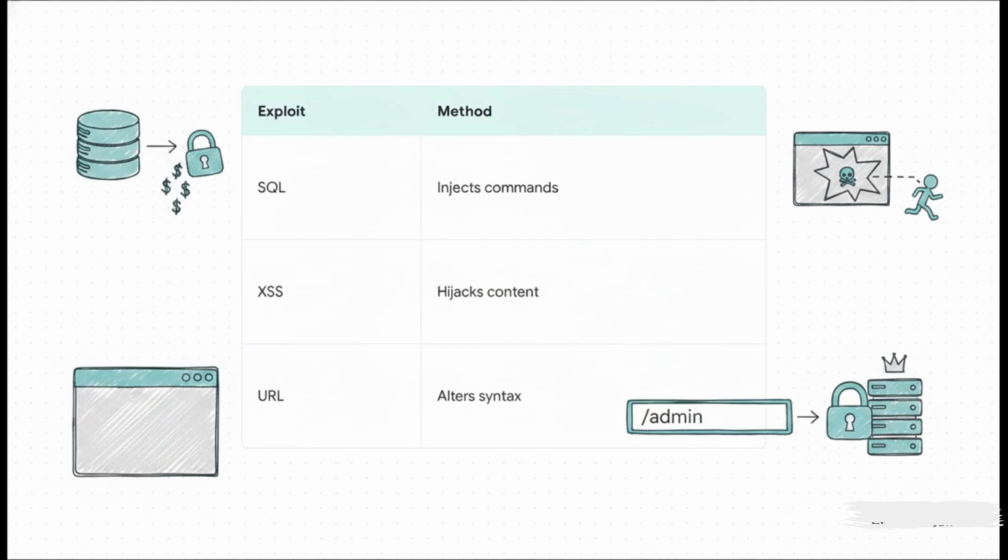This one hijacks clickable content, so the second a user clicks on it, a malicious script runs in the background. And finally, URL interpretation. This is where attackers literally just guess back-end syntax, like simply typing /admin at the very end of a web address, trying to steal control of the entire site.